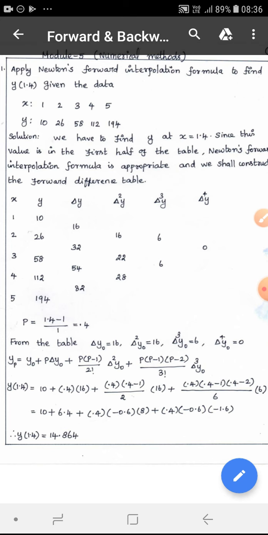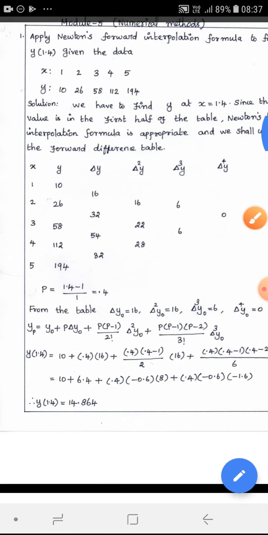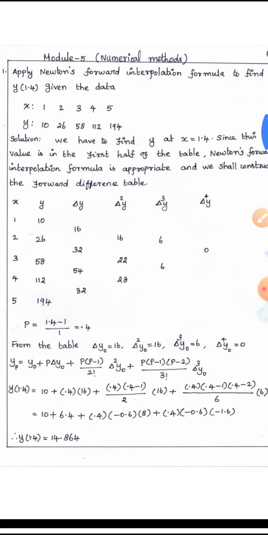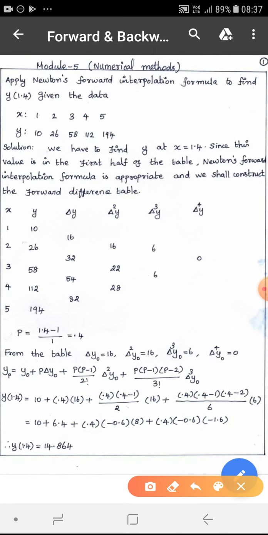While calculating the entries of the third column, you look at the entries of the previous second column. From the entries of the second column, you calculate the succeeding value minus preceding value. 26 minus 10 is 16. Then 58 minus 26 is equal to 32. Then it is 112 minus 58, which is 54. Then we have 194 minus 112, which is 82. These are the entries of the first order forward differences.